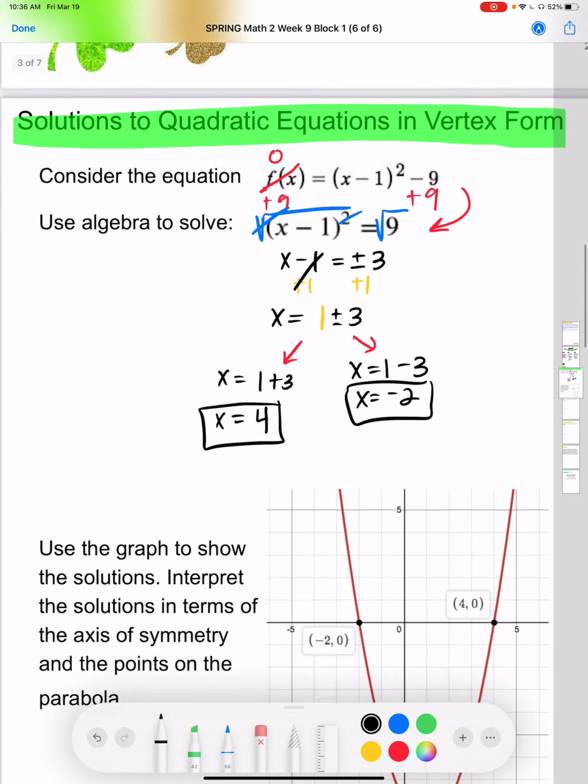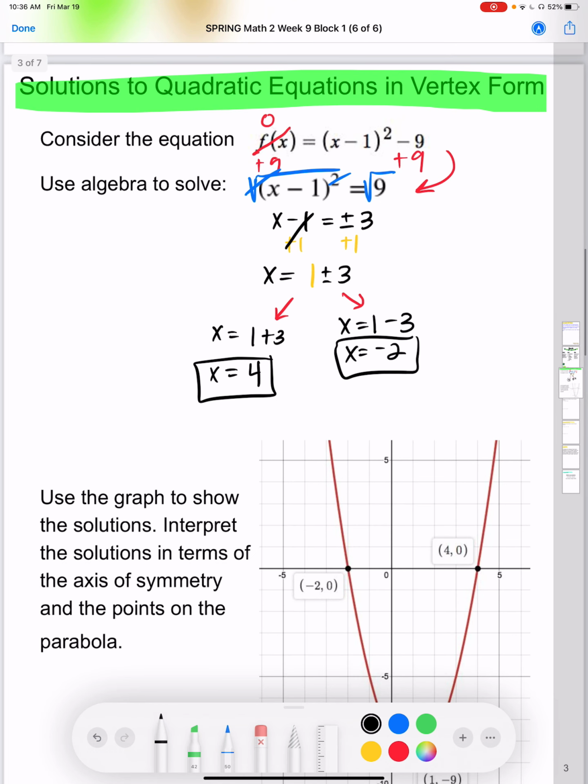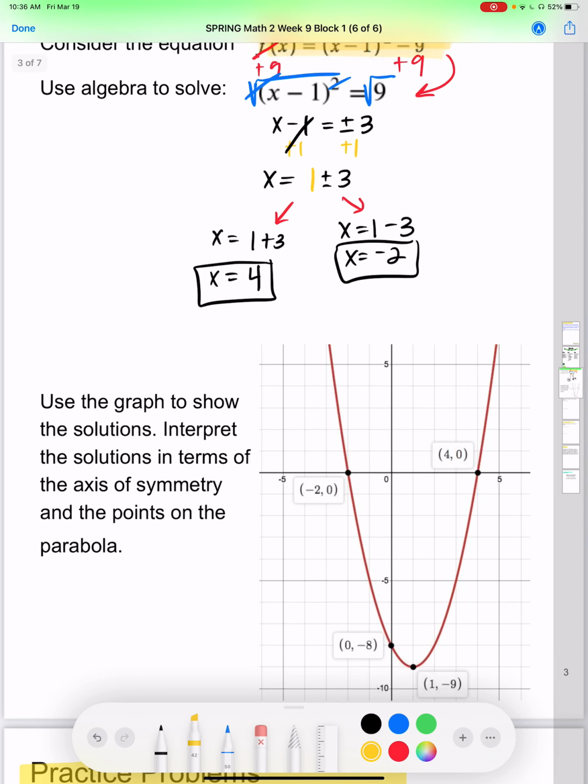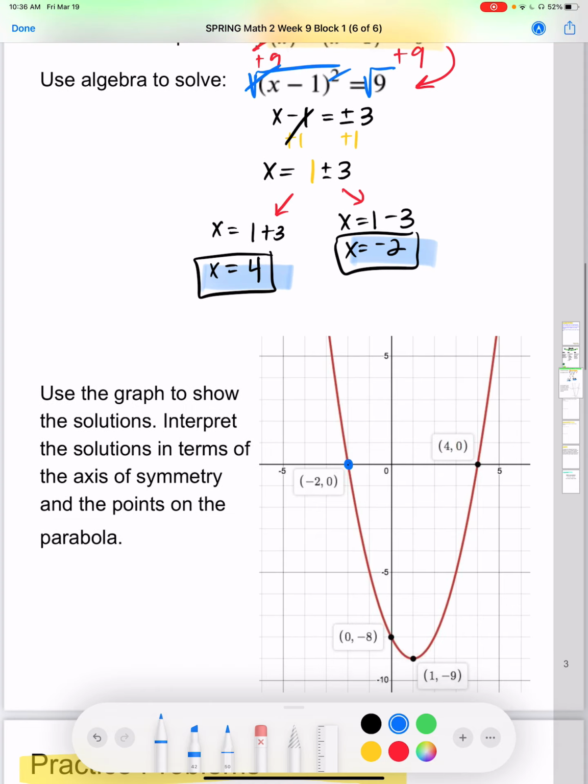Now I ended up graphing this equation for you, the one up at the very top. I'll highlight it for you. So I ended up graphing it. And it says use the graph to show the solutions, interpret the solutions in terms of the axis of symmetry and the points on the parabola. You can see both of our solutions are 4 and negative 2. If you look at our graph, you could see those roots. You have one at negative 2, one at 4, just like we solved. You can see both of those on there.